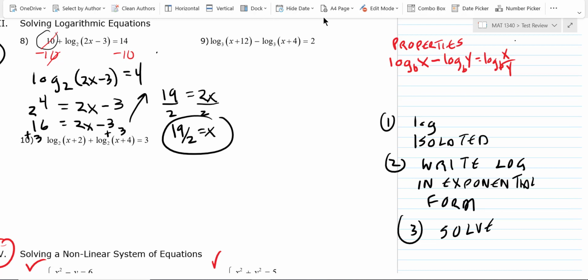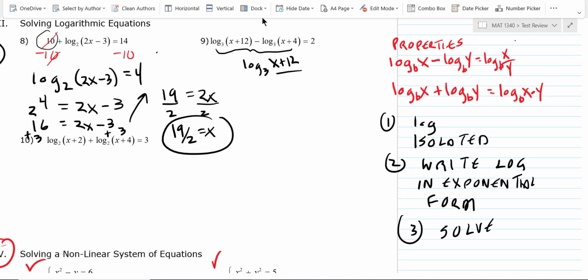The other property that we talked about is if you have a log base b of x plus a log base b of y, that will be log base b of x times y. Those are 2 things that we learned there, and those 2 properties are going to tell you what you need to do to solve this problem. So if you have more than one log in your problem, you need to try to use properties to put them together. Anytime you have 2 logs subtracted, you put these logs together like this. You say log base 3, x plus 12 over x plus 4 is equal to 2.